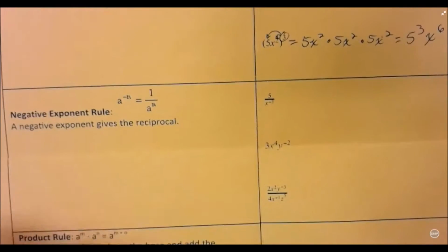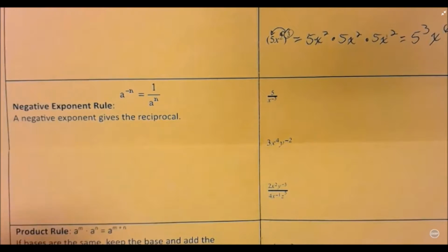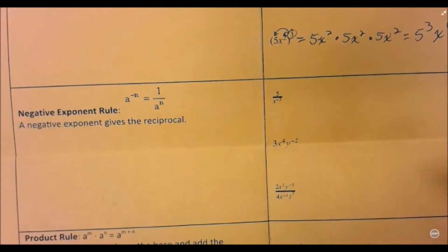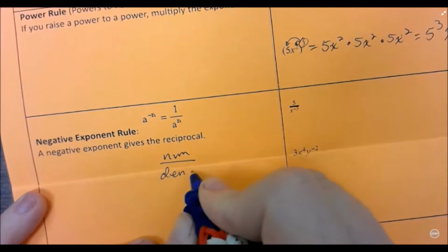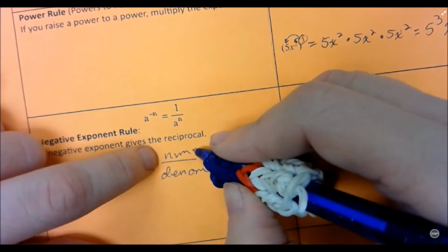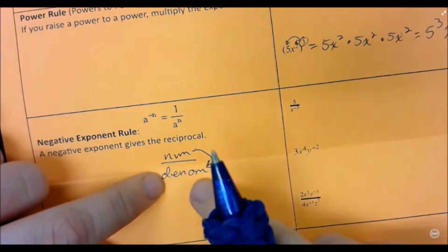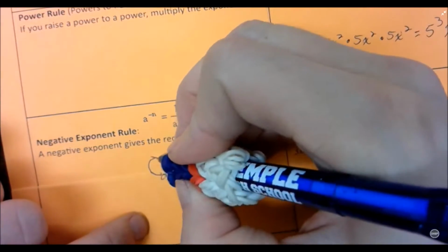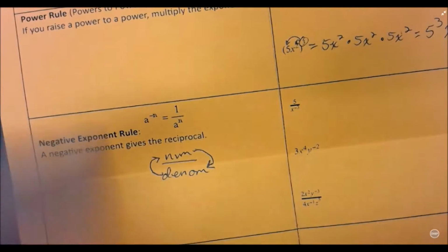Next one is the negative exponent rule. This is the one that gives kids the most trouble because they make a goofy, but hopefully easily fixable, mistake on these. A negative exponent means to give the reciprocal. So if you have your numerator and your denominator, if you have a negative exponent on top, everything that was on top goes to the bottom. Whereas if you have a negative exponent on the bottom, everything goes to the top. So you're basically just switching places, numerator and denominator.